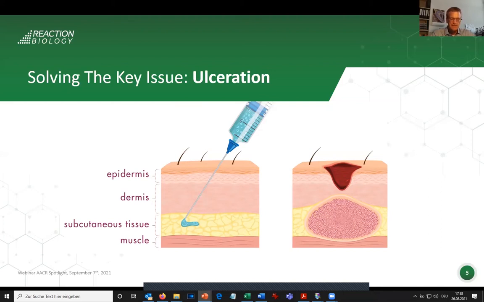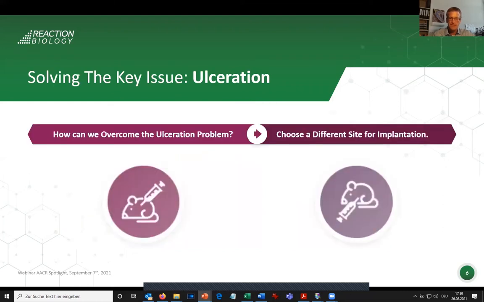We have faced this issue I just showed you many times. We realized that the major factor contributing to unsatisfactory study outcomes was ulceration. Let me briefly explain what it is. After subcutaneous implantation of tumor cells, the tumor starts growing. The skin at the site of tumor gets inflamed and less supplied with blood and eventually breaks open. When tumor ulceration in animal studies occurs, these animals have to be euthanized because of ethical reasons.